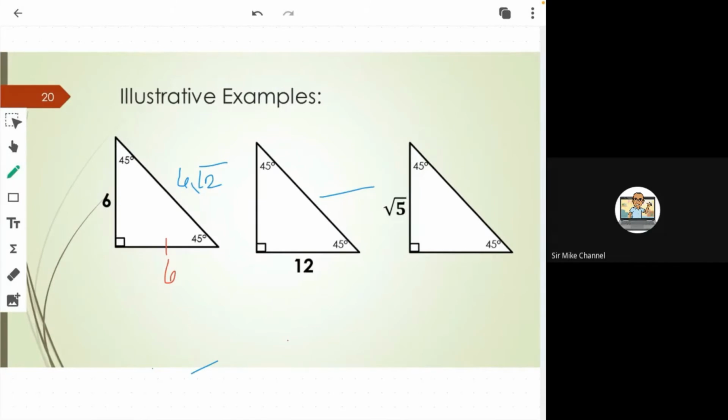Anyone? Okay, Tomero? 12 square root of 2 po. Okay, correct. 12 square root of 2. Okay. Next. So, dito, ano naman measurement natin ng hypotenuse?